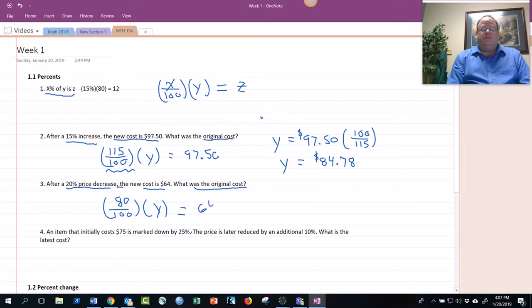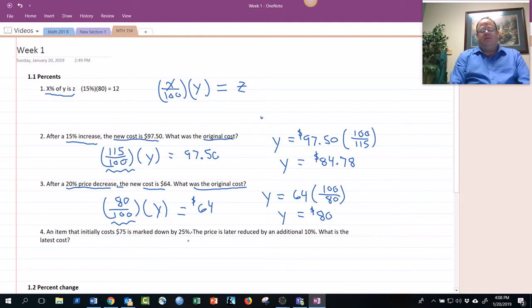The new amount is $64. Okay, now we have to solve this, right? Same way as before. Y equals 64. We've got to divide by the 80 over 100. So that's the same thing as multiplying the reciprocal. And you break out your calculator, you work this one out, you will find this is $80. Okay? All right, so last one in 1.1.